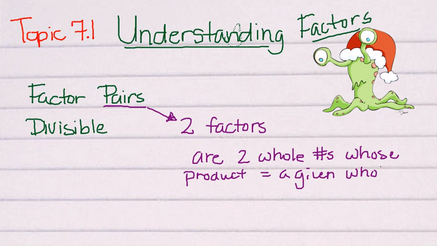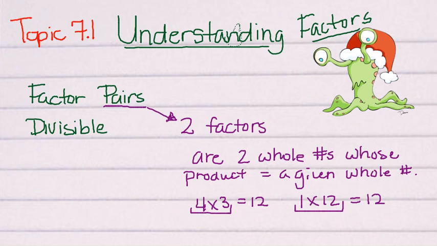Now that sounds like I'm saying the same thing over again. But let me give you some examples. 4 times 3 is a factor pair of 12. Just like 1 times 12 is a factor pair of 12. Can you think of one more? Pause the tape and think of another factor pair of 12. You did. 2 times 6, or 2 and 6, is a factor pair of 12. Great job.